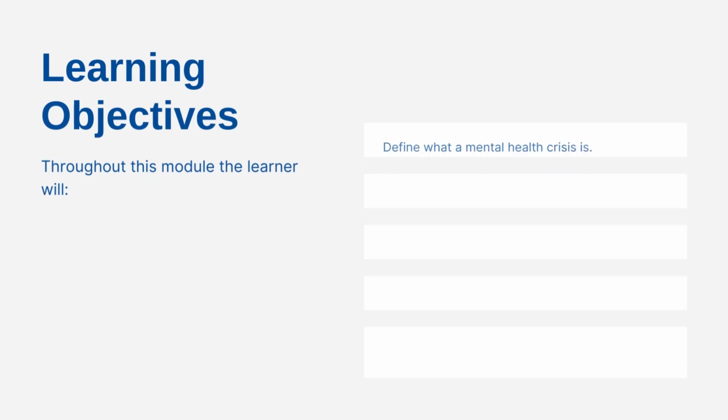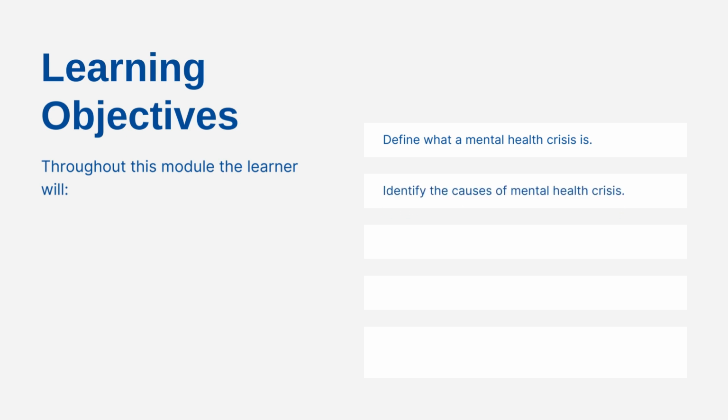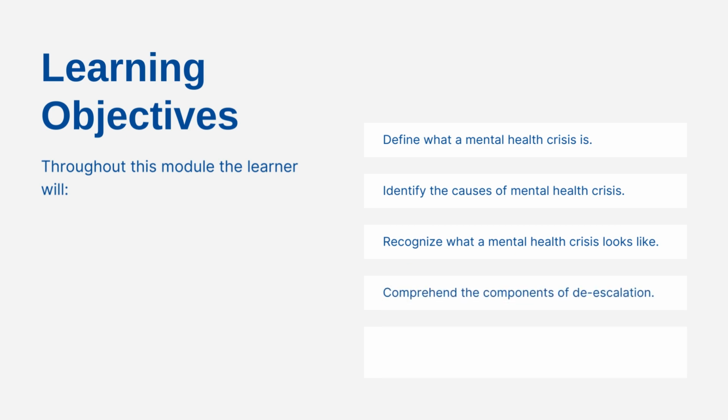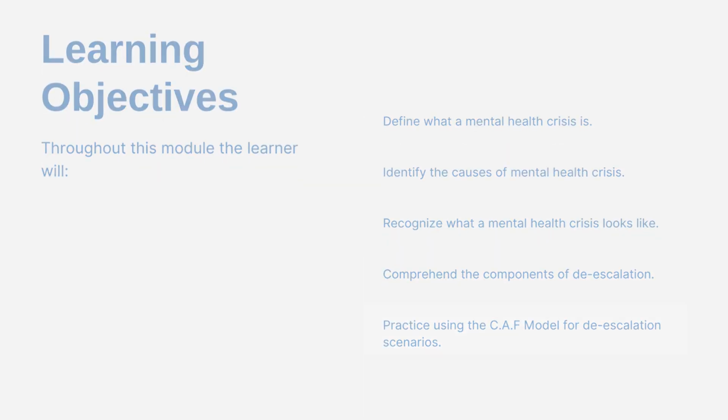This module includes defining what a mental health crisis is, identifying the causes of mental health crisis, recognizing what a mental health crisis looks like, comprehending the components of de-escalation, and practicing using the CAF model for de-escalation scenarios.